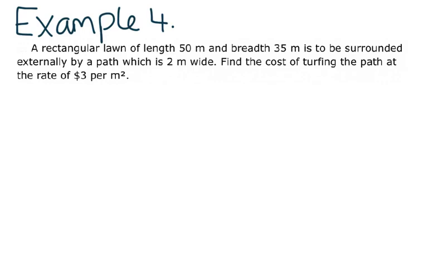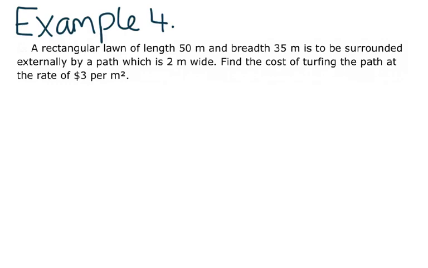metres and breadth, which is another word for width, is 35 metres, is to be surrounded externally by a path which is 2 metres wide. Find the cost of turfing the path at the rate of $3 per square metre. So when you get a worded problem, the first step is to always draw yourself a diagram.